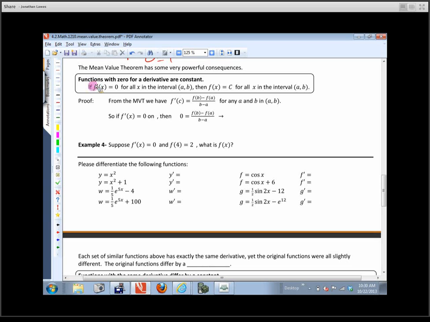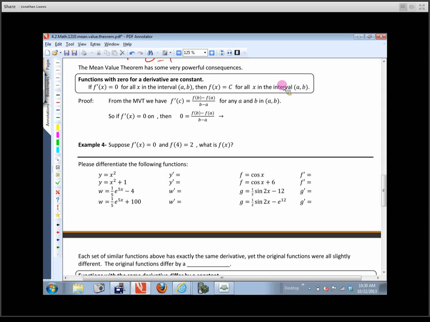So here's the statement. This is a consequence of the mean value theorem. It says functions with 0 for a derivative are constant functions. And we can prove this using the mean value theorem. What it says is, if the derivative is 0 for all x's in an interval from a to b, then that function has to be equal to a constant for all of the values in that interval from a to b.